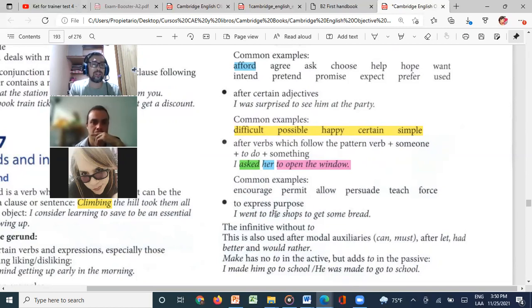And then the last one is just to express purpose. I can say, well, I went to the shop. Why? Well, to get some bread, right? So that's another way of using that.